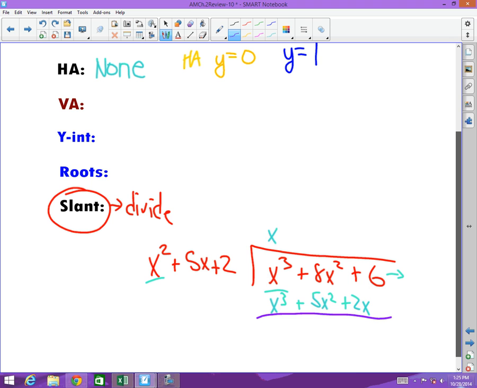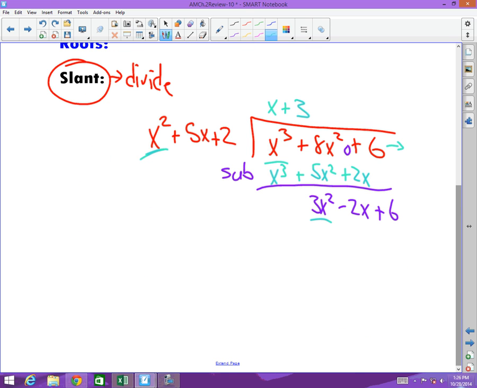And then subtracting these things, you get nothing because x cubed minus x cubed is 0. 8 minus 5 is 3x squared. And then negative 2x plus 6. Because you're subtracting, and 0 minus 2 is a negative 2. Then when you take x squared and go into 3x squared, you would put plus 3 here. Multiplying that out, that's 3x squared plus 15x plus 6. Subtracting those things would get you 0.